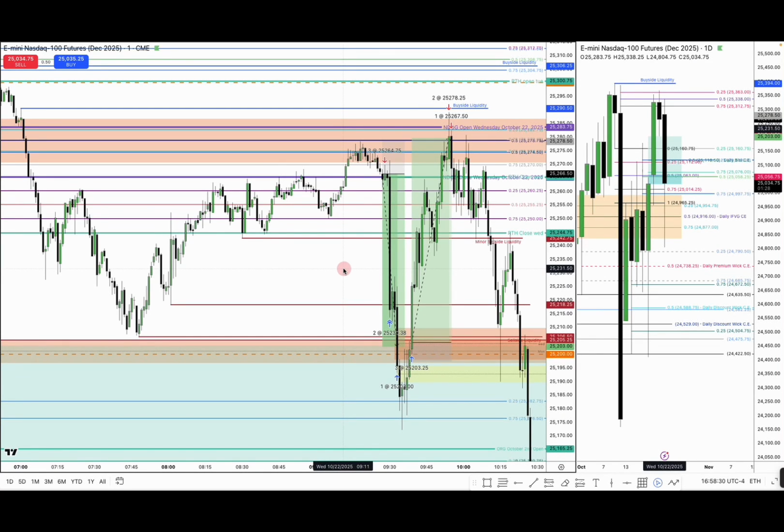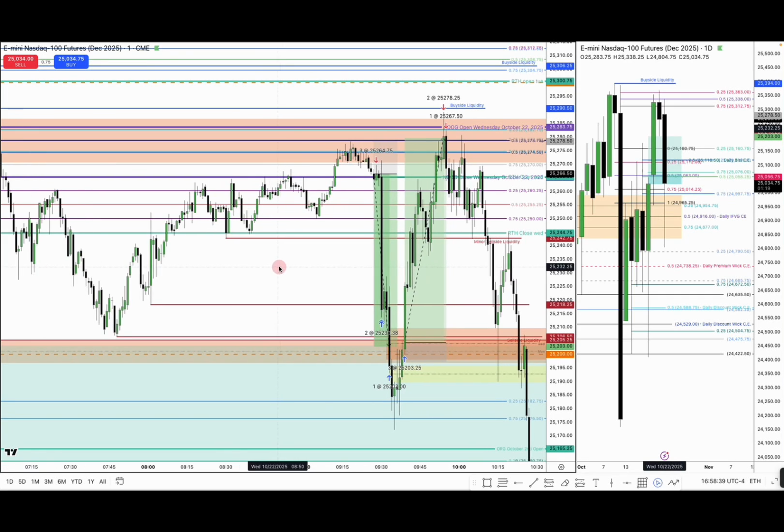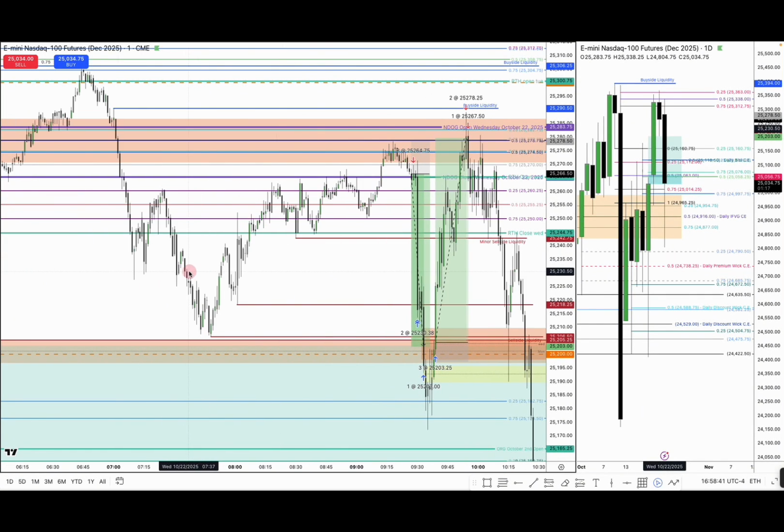Hello everybody, this will be a quick review for the Nasdaq for today, October 22nd, 2025. We can see a 1-minute chart on the left and a daily chart on the right. Looking at the pre-market session, we can see we have these liquidity levels.